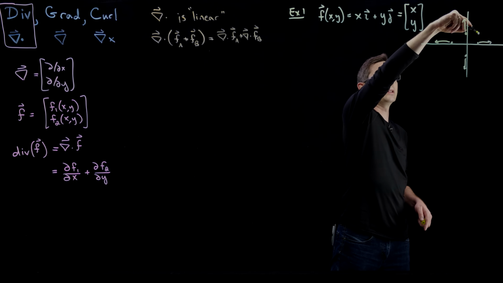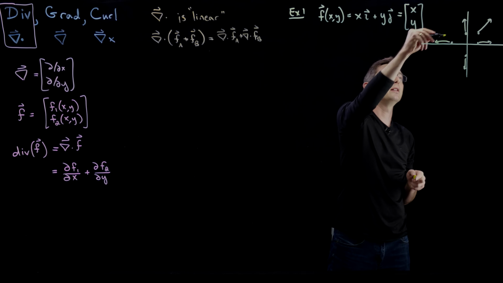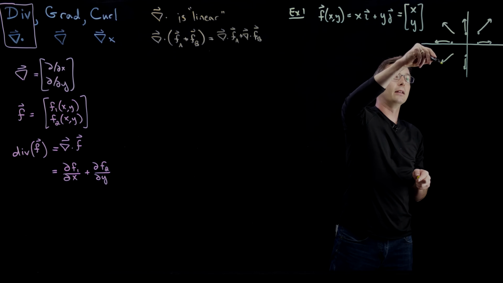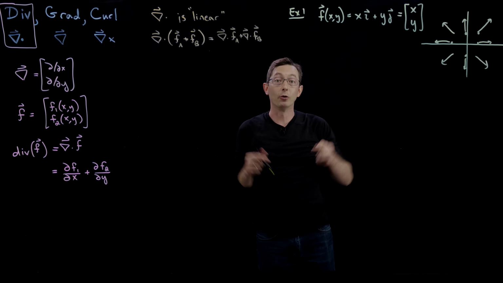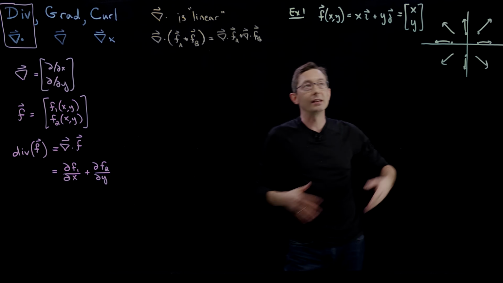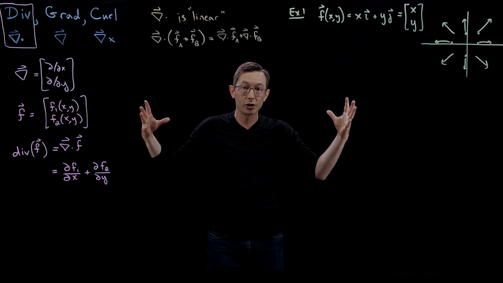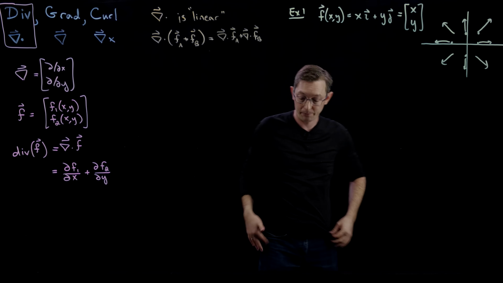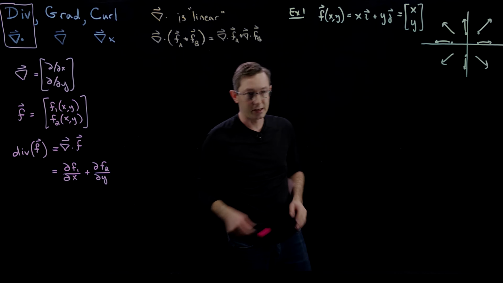At the (1, 1) point, I have a vector that is (1, 1), so going in the x and the y direction. And it looks kind of like this. So you get this idea that everything's kind of moving out away from the origin. And so our intuition is that the divergence of this vector field should be positive because things are diverging away from the origin. So let's actually compute this divergence here.